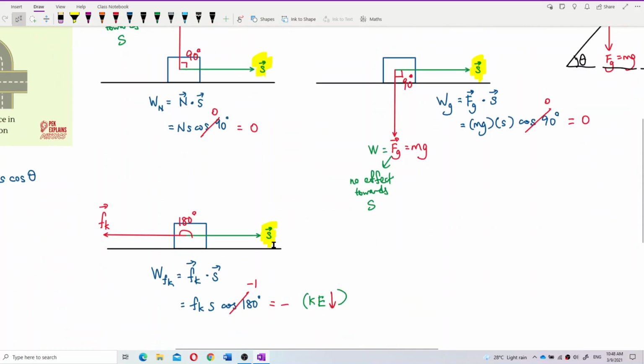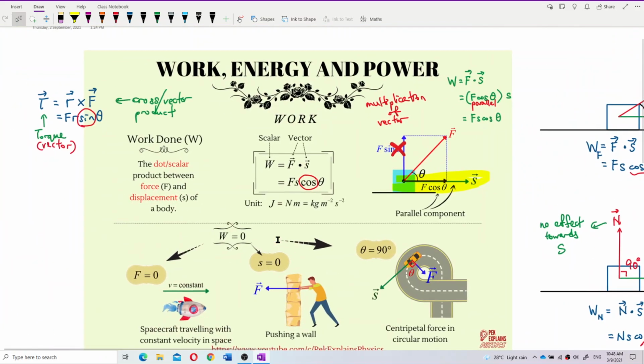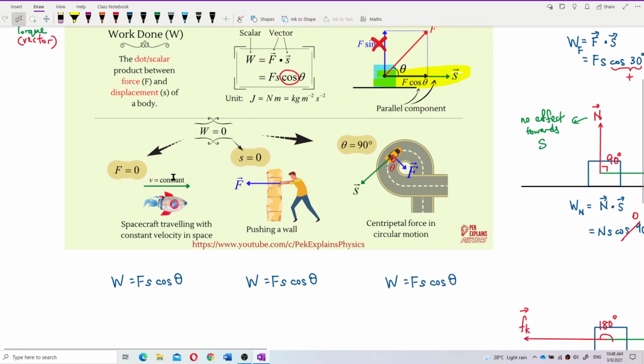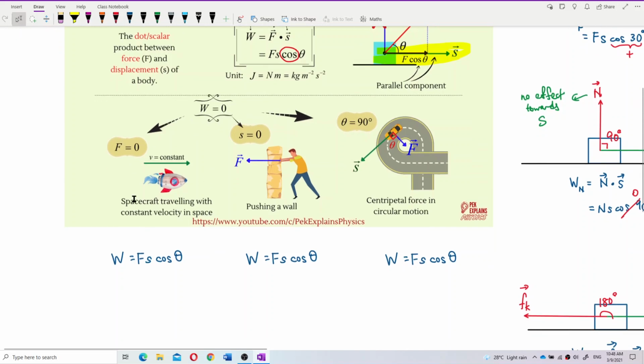Understand? Okay, I will talk about this more later on in the problem videos. Now, look at how to get zero work done. So looking at this one, the first case is force equal to 0. You will get zero work done.